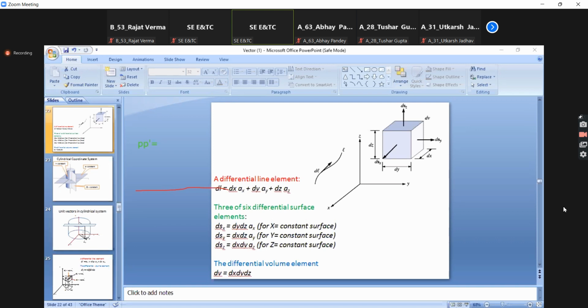This point P dash is the intersection of another 3 planes. So together I have 6 planes, and therefore I can get this particular 6 plane structure. You can say cube or cuboid, whatever.